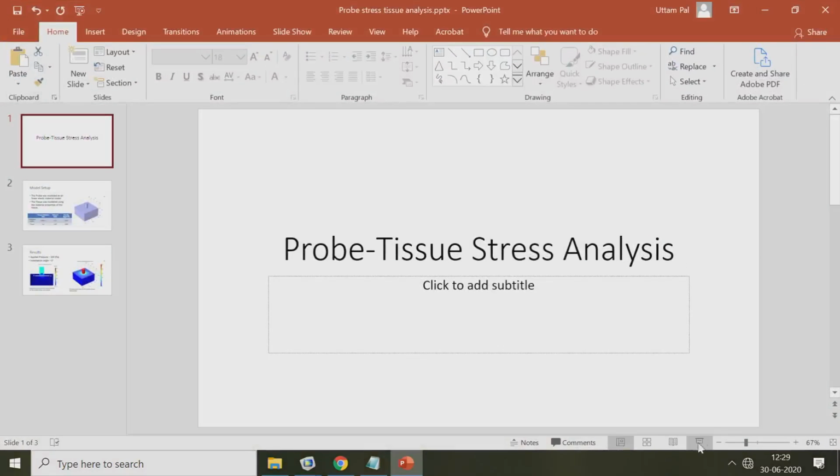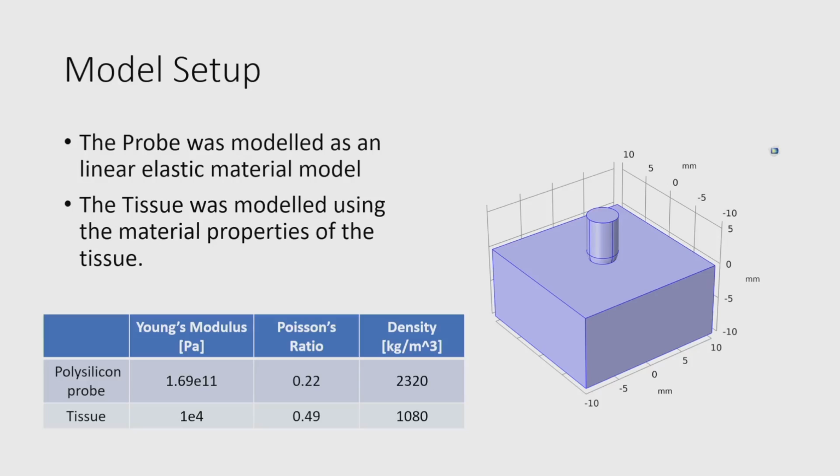So let's go to the presentation. This is what we are trying to model. On the top is the probe, and at the bottom we have the tissue. What we are going to do is apply a particular pressure on top of the probe. This is the dry electrode, and we are going to apply a pressure of around 100 pascals on the top.